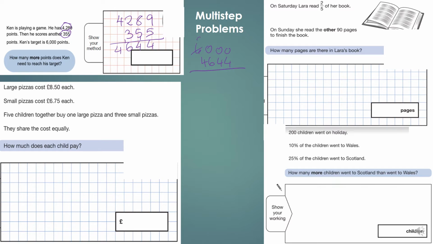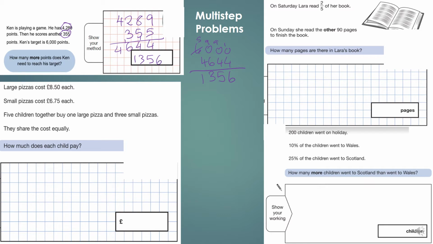So we need to turn this into a 5, this will be a 9, this will be a 9, this will be a 10. So 4 from 10 is 6, 4 from 9 is 5, 6 from 9 is 3, and 1. So he needs a further 1,356.